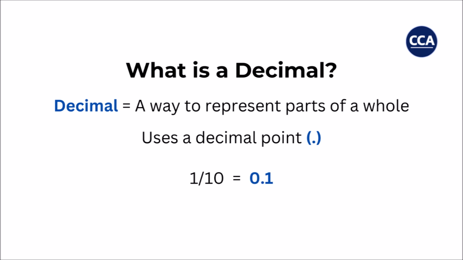For example, 1/10 can be written as 0.1. This means 1 part out of 10 equal parts. Similarly, 3/5 is equal to 0.6, just like we saw at the beginning. So decimals and fractions are just two different ways to represent the same value.